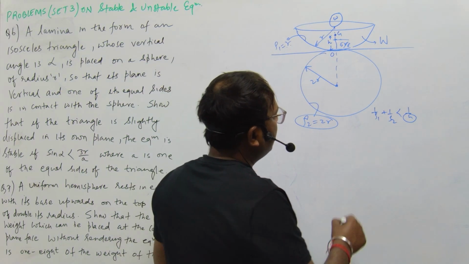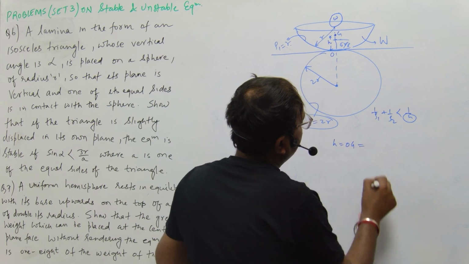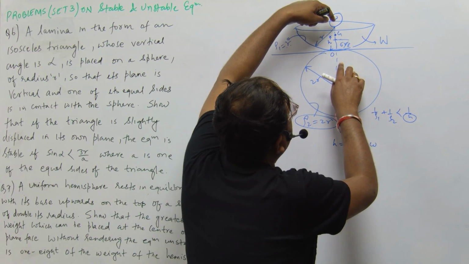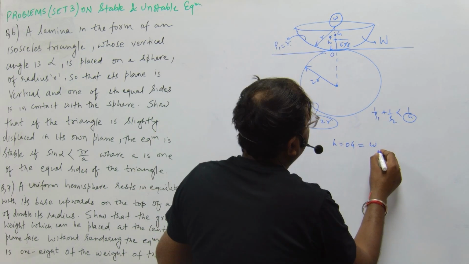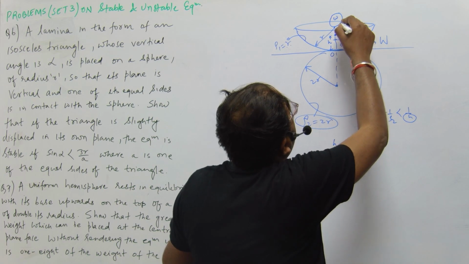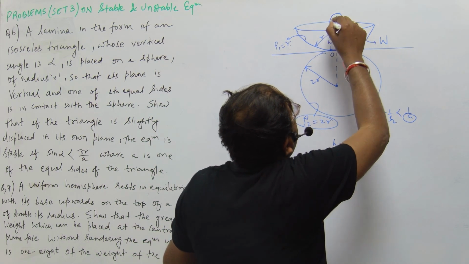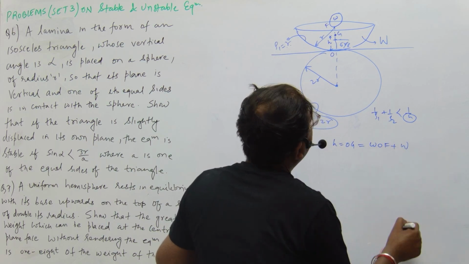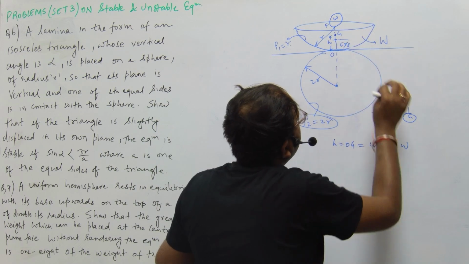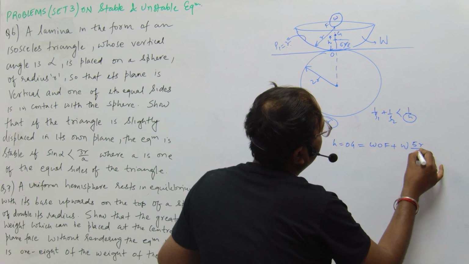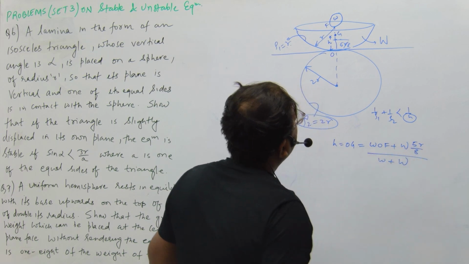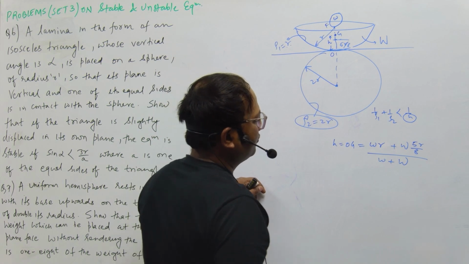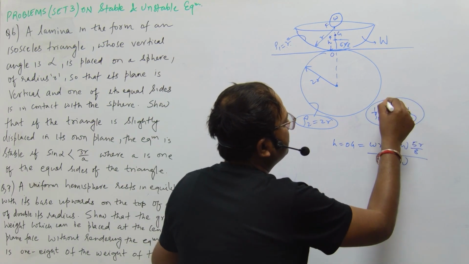So h is equal to OG, which is equal to small w times the position of the center of gravity of this weight w, at a distance r, so this is OF, let us take this point as F. So w into OF plus capital W into the position of the center of gravity of the hemisphere, at a distance of 5r upon 8, upon small w plus capital W, and the value of OF is r. Let us place the values here.